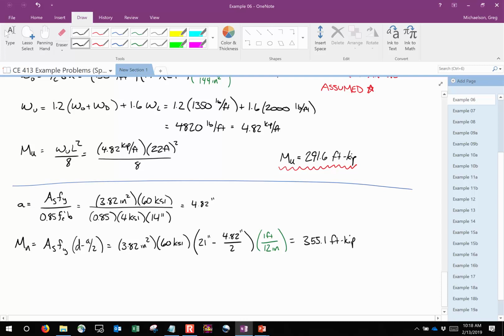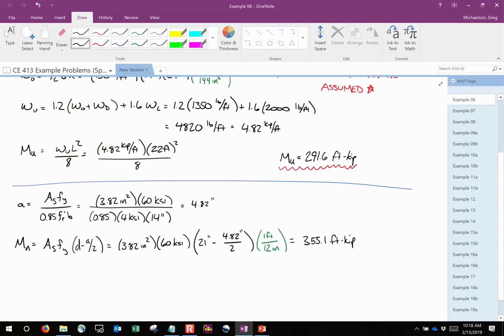Now, can we compare that to that? Can we compare this to that? No. Why? We need phi, right? This is a factored moment. This is not factored. So we have to adjust it for uncertainty. So now let's talk about phi.